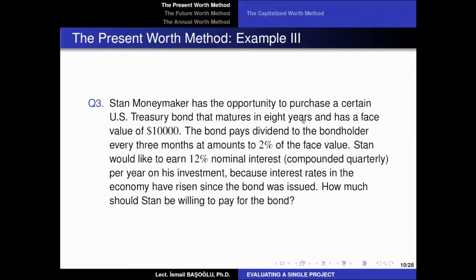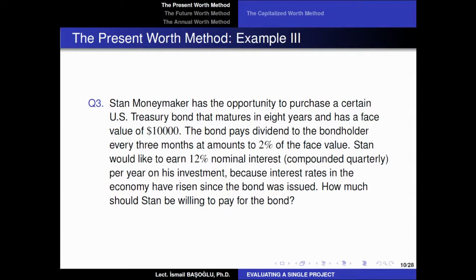So Stan Moneymaker needs to wait for 8 years, and at the end of 8 years, when he returns the bond to the market, he is going to take $10,000. So $10,000 is going to be the final payment, the terminal payment that is going to be made for this bond if you wait for 8 years.